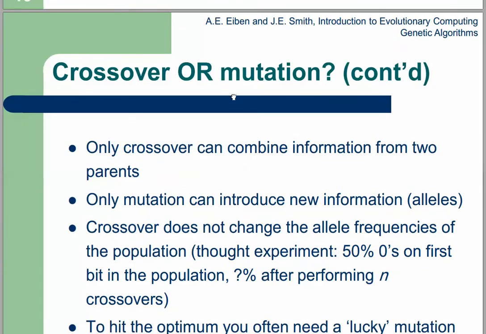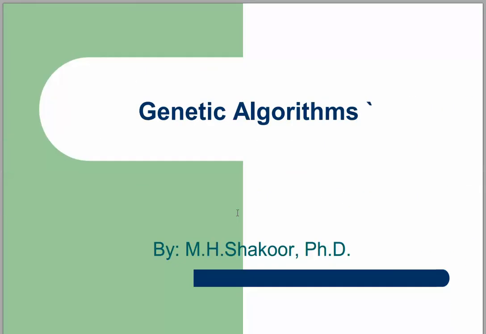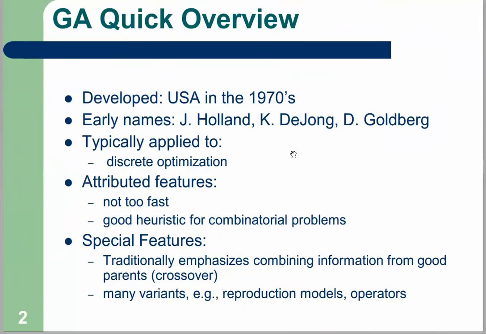In the last section we explained about the genetic algorithm. The genetic algorithm is the most popular version of EA algorithms, developed since 1970 by Holland and some other scientists.